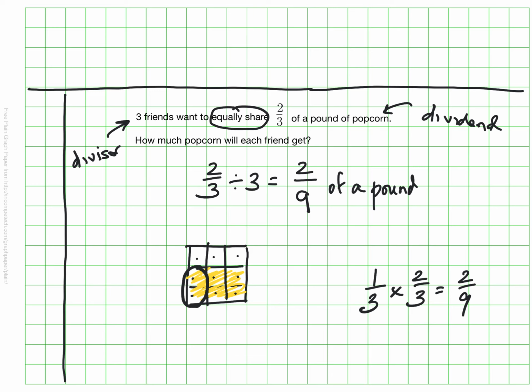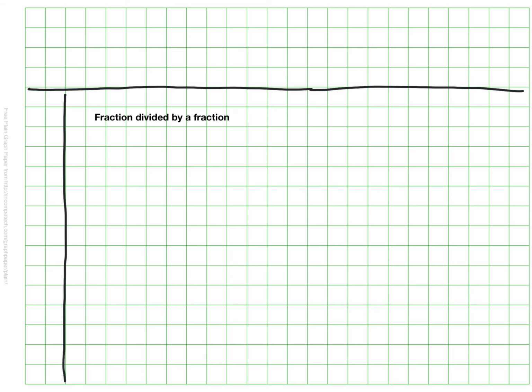But now let's look at what happens if we divide a fraction by yet another fraction. So with this example, let's look at 3/4 divided by 1/4.